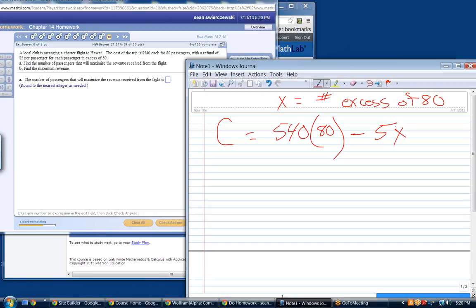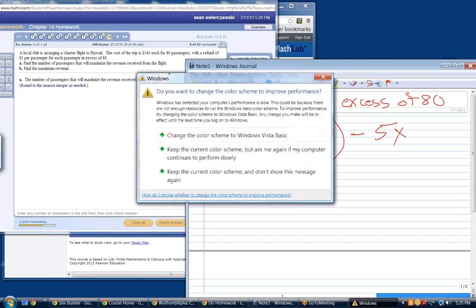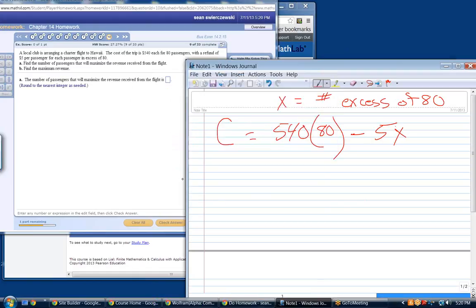In other words, if there's 81 people, they pay $540. The cost of the trip's $540 each for 80 passengers. Okay. With a refund of $5 per passenger. You know, this seems to be right. What is this number here? 8 times 540.